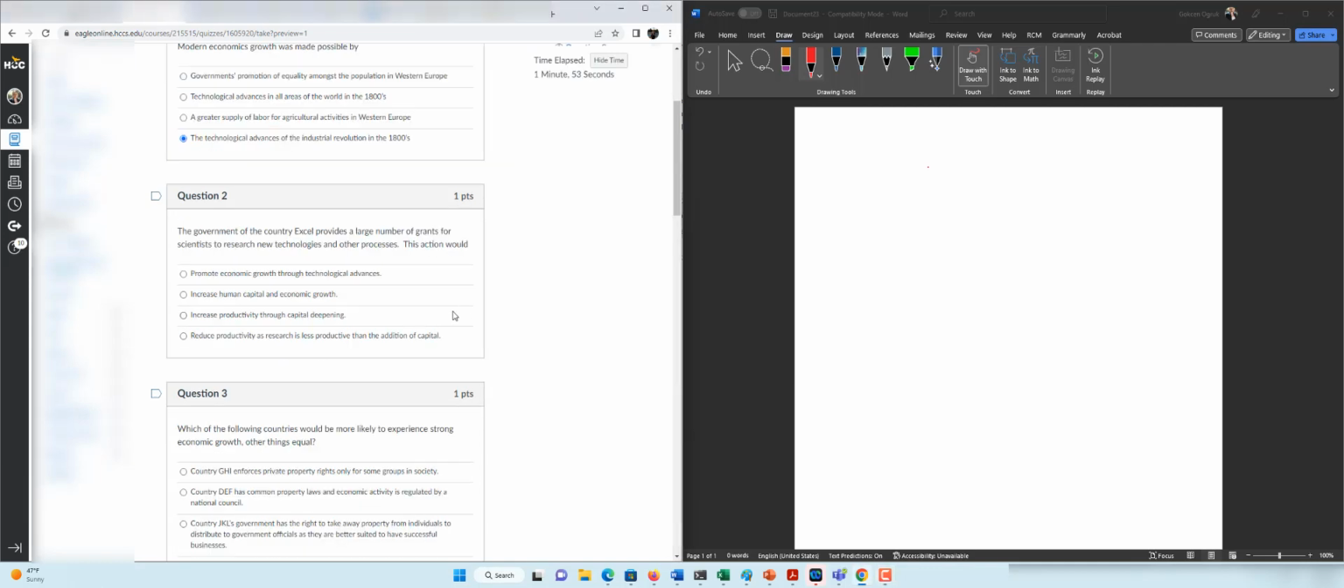Next question. The government of the country Excel provides a large number of grants for scientists to research new technologies and other processes. This action for sure is going to increase productivity, but we need to understand, is it because of capital deepening, or is it because of technology, or what is the reason?